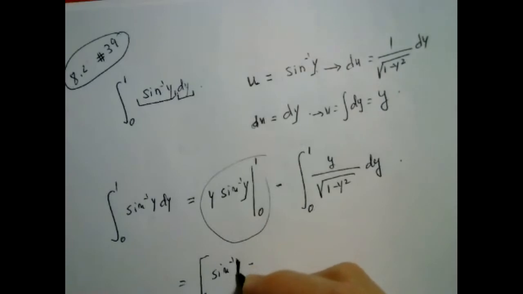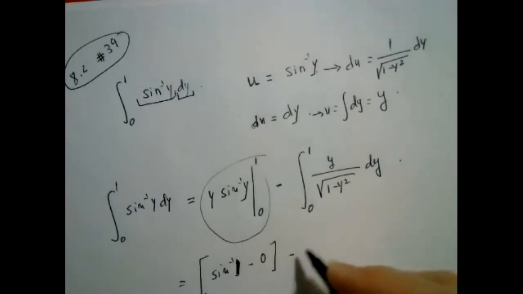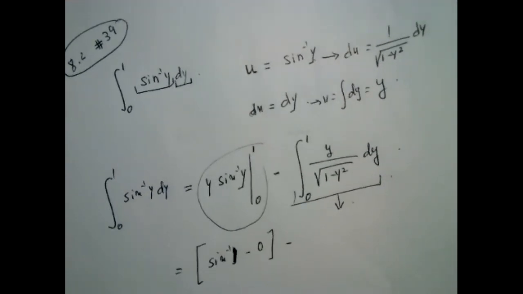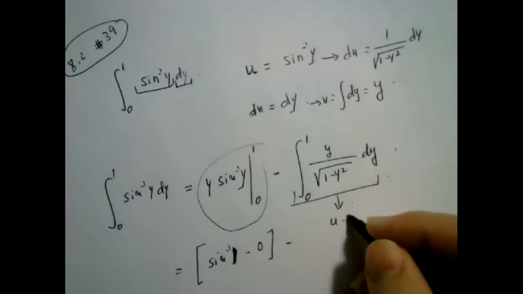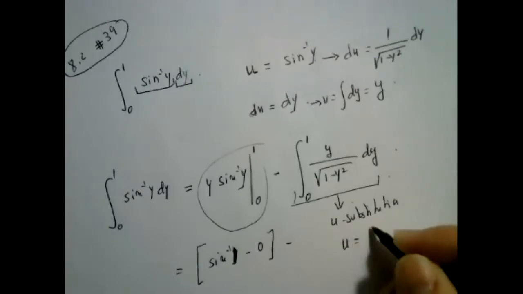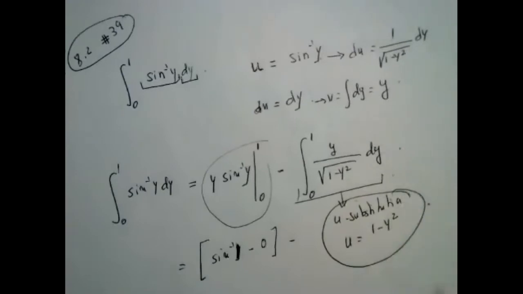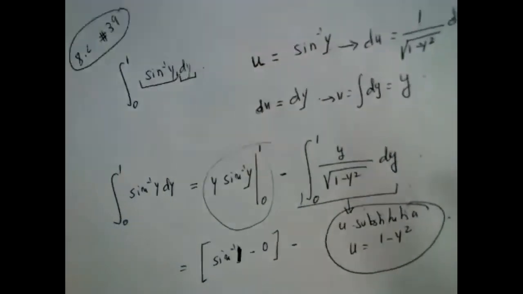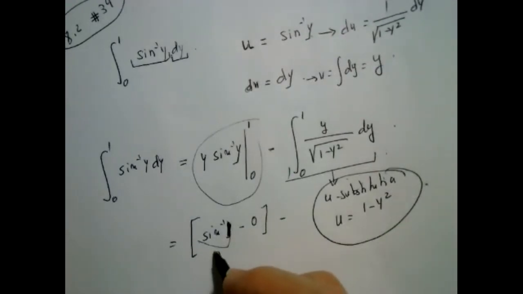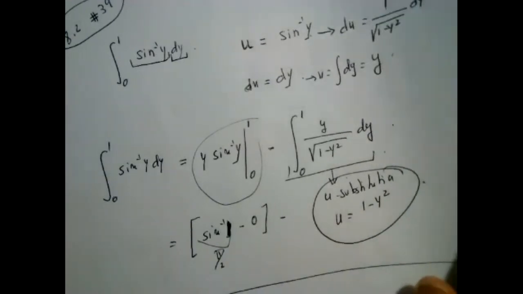Okay, this is easy because you only evaluate at the upper limit: sine inverse of 1 minus 0 minus the integral. How do you do that? Very quickly, how do you find this? U substitution, where the u is 1 minus y squared. Okay, and then you finish the problem. And remember, sine inverse of 1, the angle, will be pi over 2 minus 0, and this you just do a simple u substitution and finish the problem.